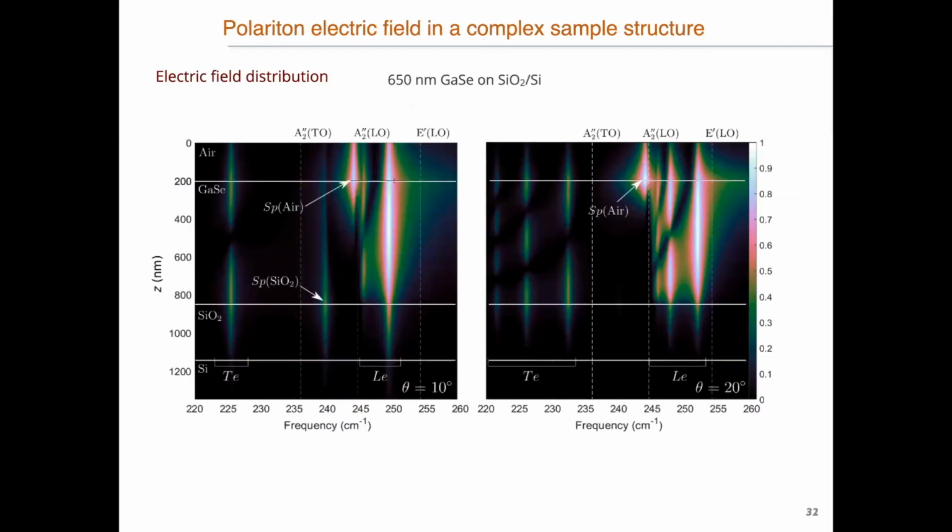Okay, in order to calculate Raman intensity, we need first to calculate the polaritonic electrical field in our sample structure. The structure we have is air, a sample of gallium selenide sitting on an oxide, and then silicon. Every bright spot here represents polaritons. Here we have the upper guided polariton, the surface polariton at the air interface, the surface polariton at the oxide interface, and here the lower guided polariton.